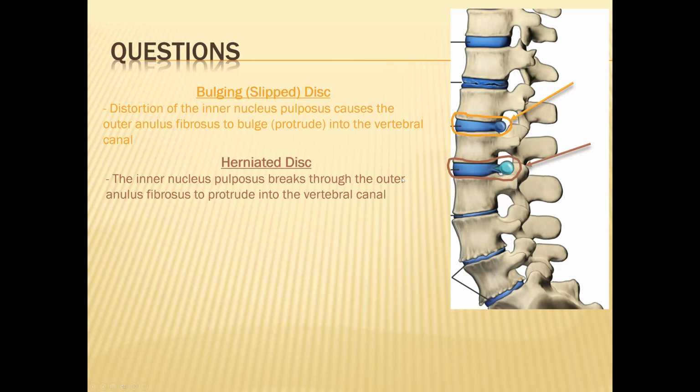The next problem is the herniated disc. This is when the inner nucleus pulposus actually breaks through the outer annulus fibrosus to protrude. So you can see the lighter teal color that represents the inner part of that fibrocartilage pad has broken through the outer annulus fibrosus.